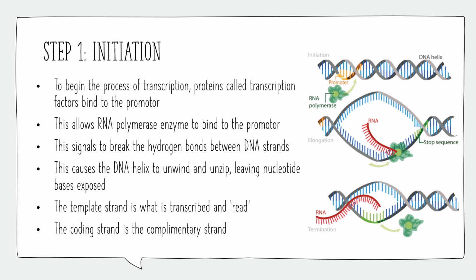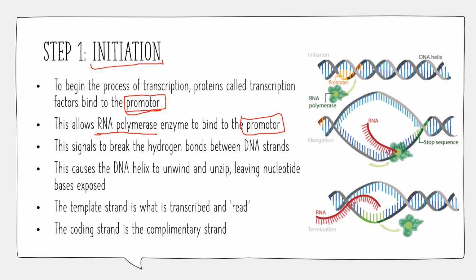So transcription starts with initiation. Initiation just means the start of something. All right, so to begin transcription, proteins called transcription factors bind to the promoter. We're going to learn about the promoter in our next lesson, so don't stress for now, but basically it's just a region of DNA where things can bind. These transcription factors are going to bind to this promoter region, which is going to allow something called RNA polymerase to also bind to this promoter region. Again, we're going to look at RNA polymerase in more detail later. For now, all you need to know is it's an enzyme that helps to make this mRNA molecule. So that's what RNA polymerase does.